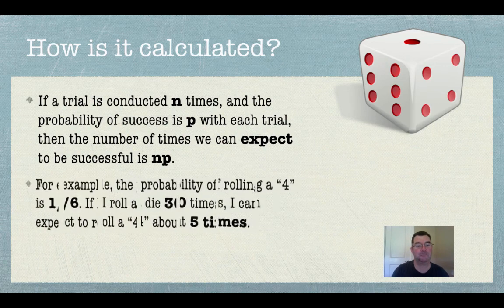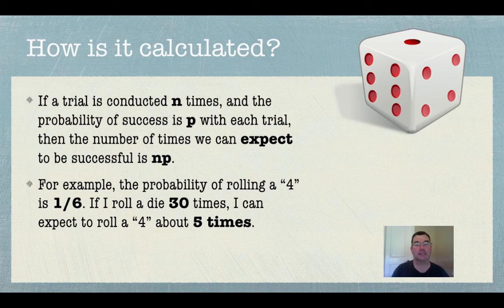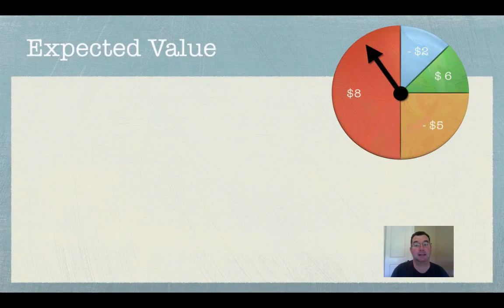So for example, if I wanted to see how many times I could roll a 4, well, the probability of rolling a 4 is 1 out of 6. So if I roll the die 30 times, then I multiply those two things together. 1/6 times 30 would be 5, so I can expect to roll a 4 5 times out of those 30 times. So that's how it's calculated.